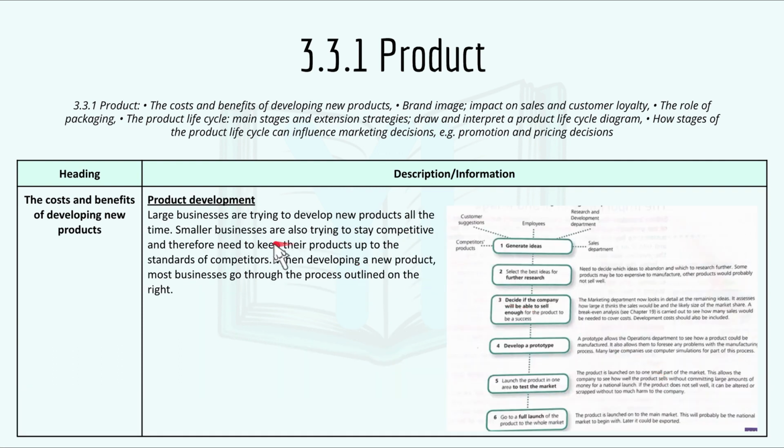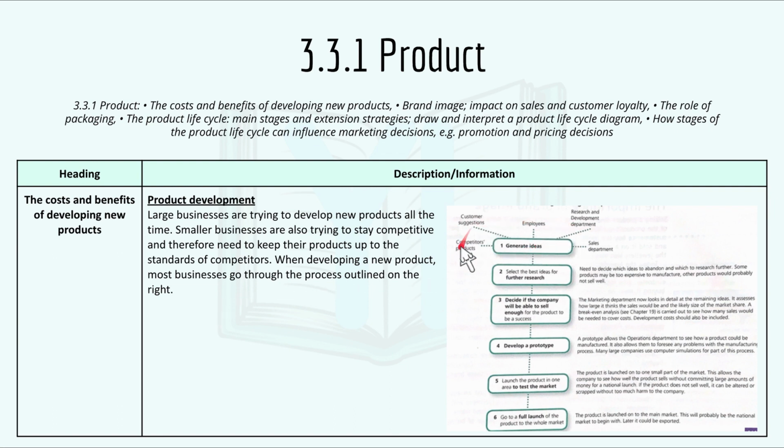Then we have product development, and here's just like a diagram, and I'll just talk through this. Large businesses are trying to develop new products all the time, and smaller businesses are also trying to stay competitive, and therefore they need to keep their products up to the standards of the competitors. And when developing a new product, most businesses go through the process outlined on the right.